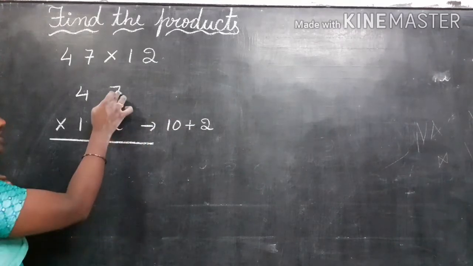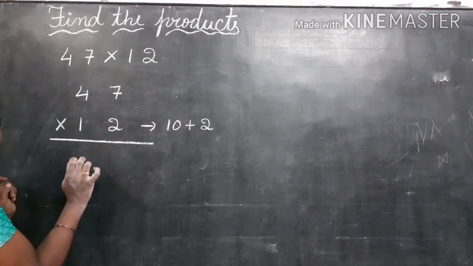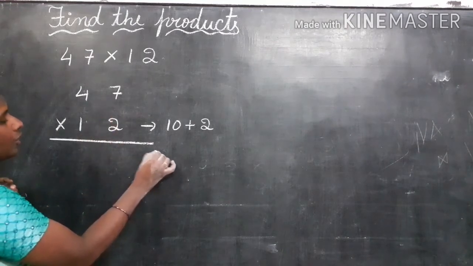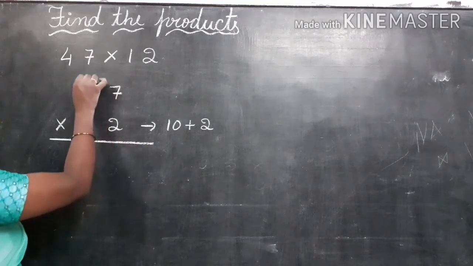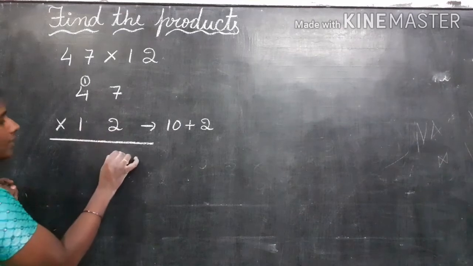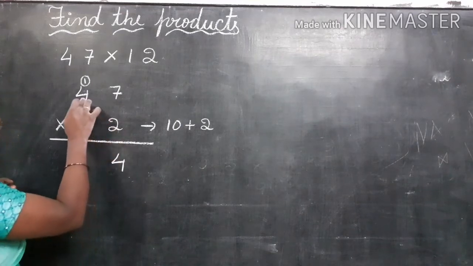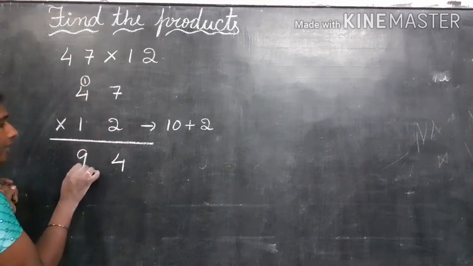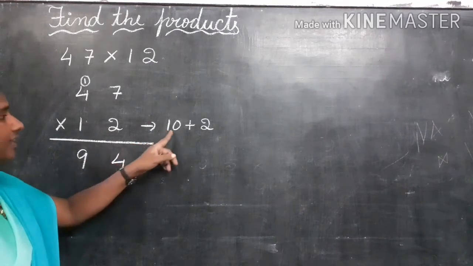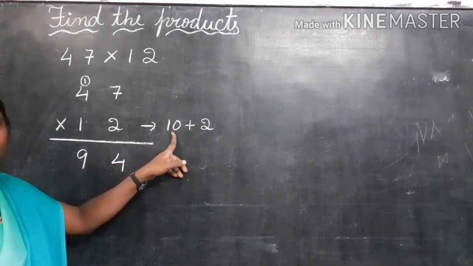Multiply with 2. 2 sevens are 14. 1 here, 4 here. 2 fours are 8. 8 plus 1, 9. 94. Next we have to multiply with 10 more.